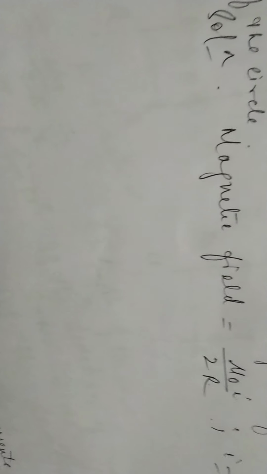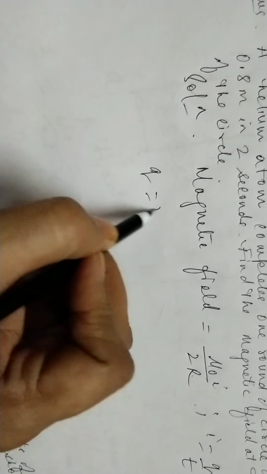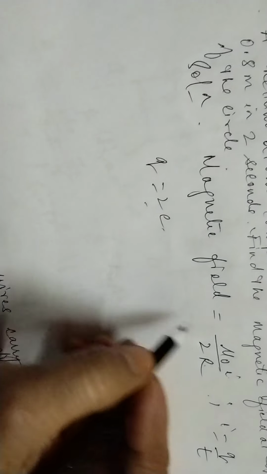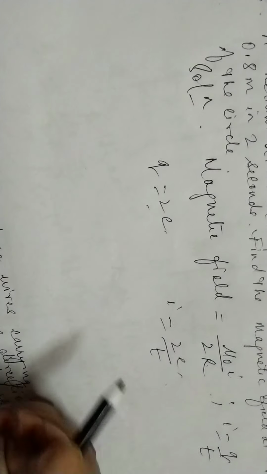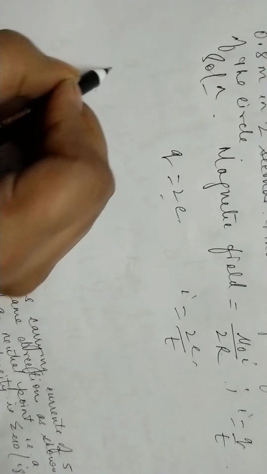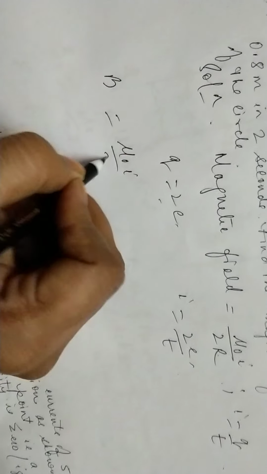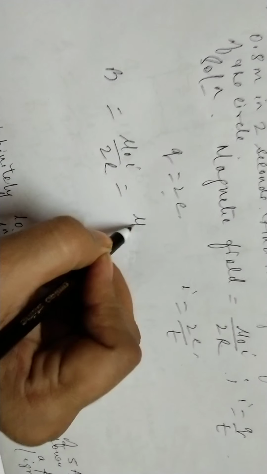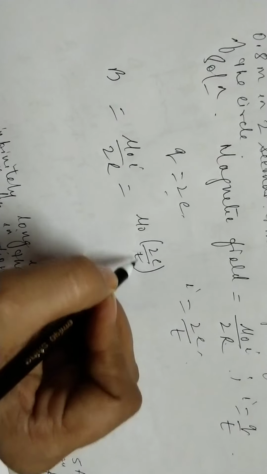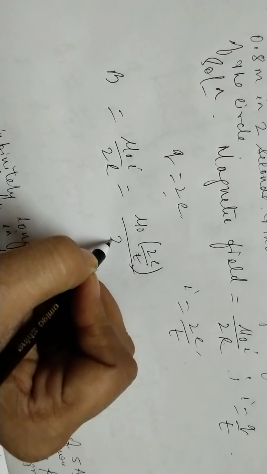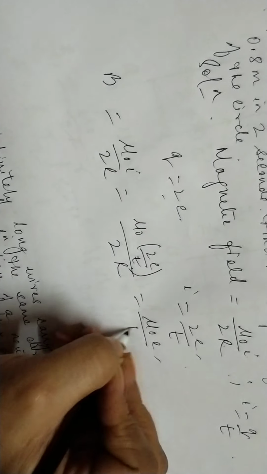Now in this regard, here we are talking about the helium atom, so Q will be equal to 2e. Okay, so I will be equal to 2e divided by T, where T is the time taken. Now let us substitute in the main formula. B equals mu 0 I by 2R. Instead of I we write mu 0 into 2e by T, divided by 2R. So this becomes equal to mu 0 e divided by TR.